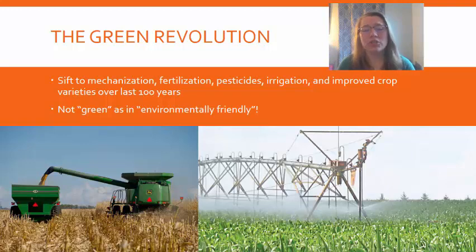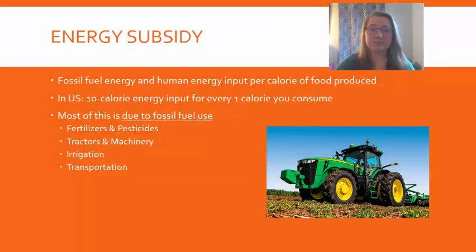So the Green Revolution has to do with this shift from these small mom-and-pop farms to large-scale mechanized or industrial agriculture that uses more fertilization, uses pesticides, along with irrigation to improve and increase the crop varieties. And this has all happened in the last 100 years.